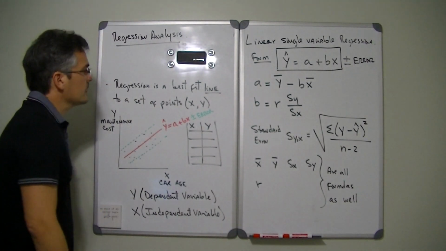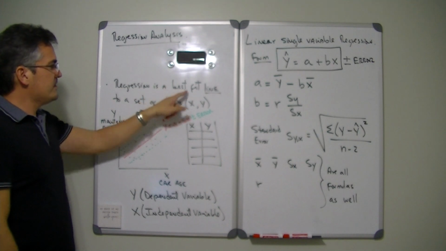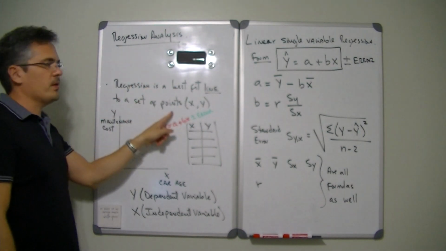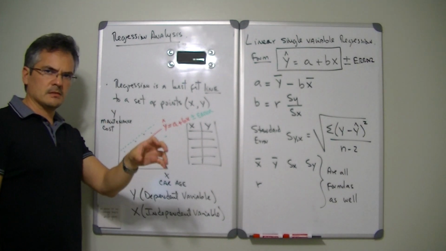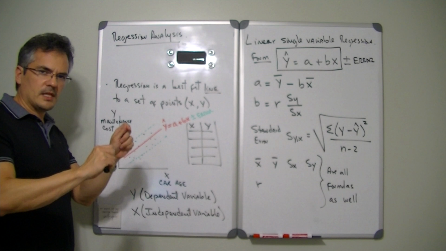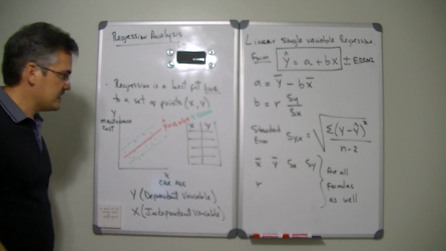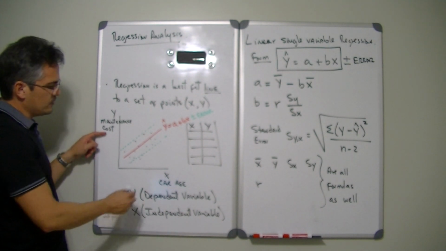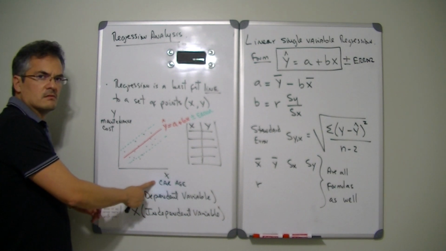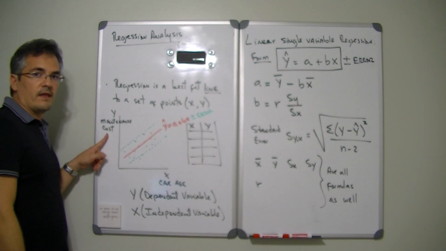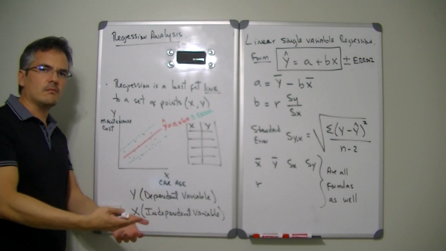Alright, so what exactly is a regression? A regression is basically a best fit line to a set of points, x and y. So it's a line that provides the best fit to a set of points that you have, or 2 variables. An example of something like this is, imagine that you have 2 things that you think are related. Something like the age of a car and the maintenance cost of that car. As we know, when cars get older, we have to maintain them more.